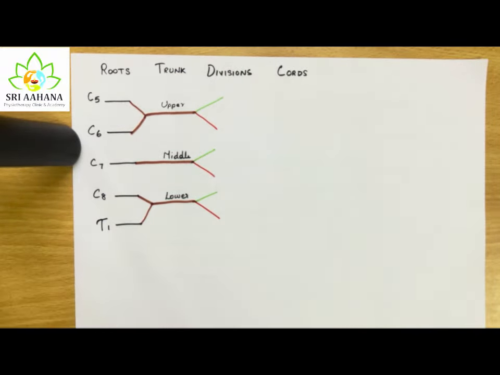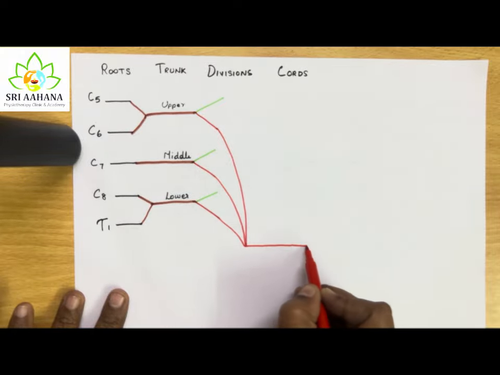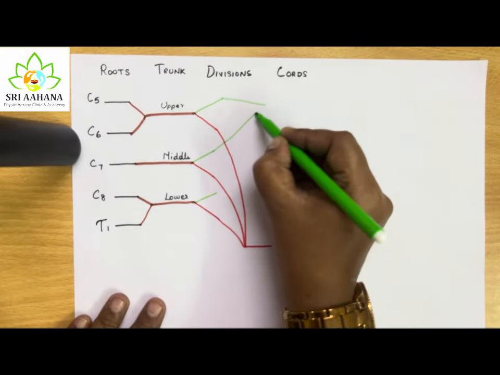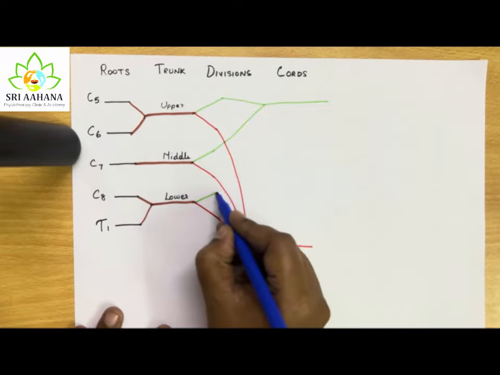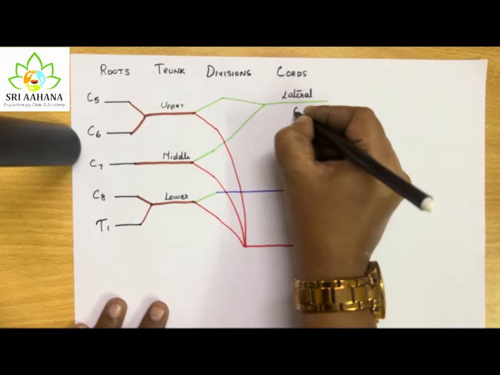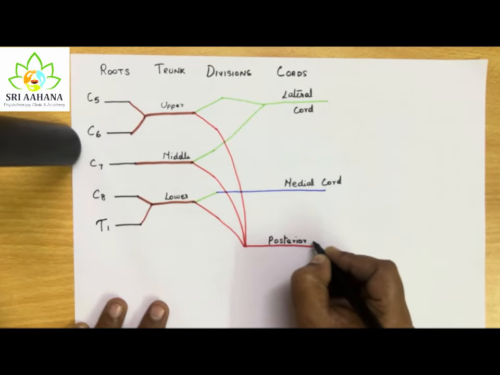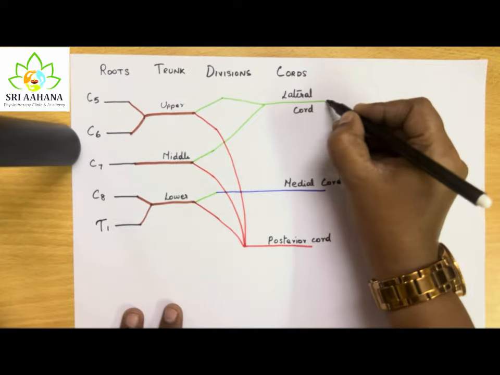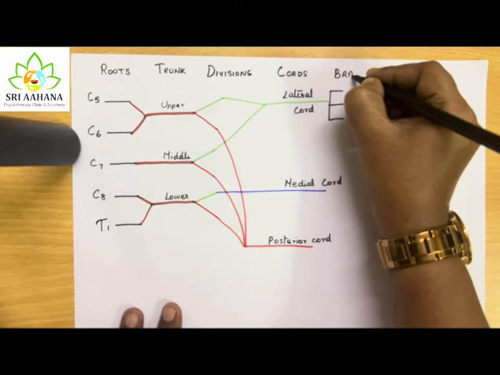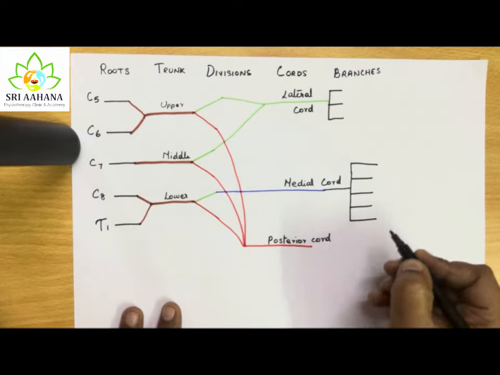The anterior division supplies the flexors of the upper limb and the posterior divisions supply the extensors of the upper limb. The anterior divisions of the upper and middle trunk join to form the lateral cord. Next is the anterior division of the lower trunk, that forms the medial cord, and then the posterior divisions of all the three trunks form the posterior cord. After the cords, they all branch out.